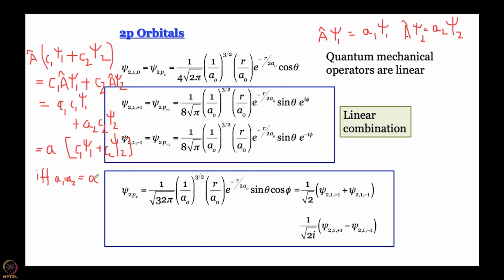Similarly, if we subtract one of these orbitals from the other, in that case we need an i in the denominator, it is not root over 2, it is root over 2 into i. So, if you have an i in the denominator, then we get something like this, sin theta sin phi, and if you remember, sin theta sin phi multiplied by r is nothing but y. So, this is your 2py orbital.